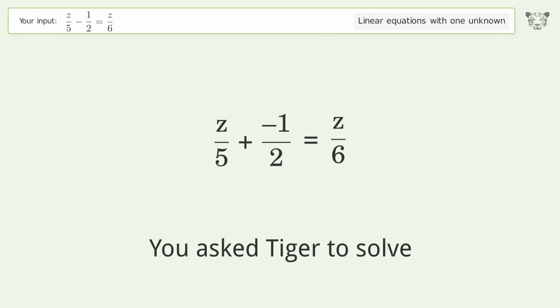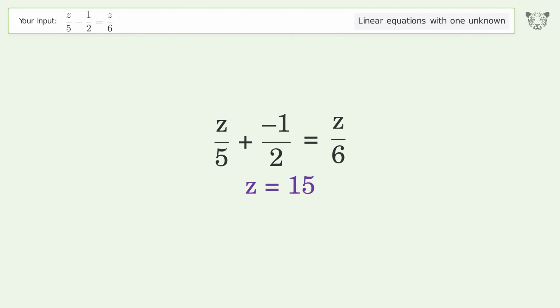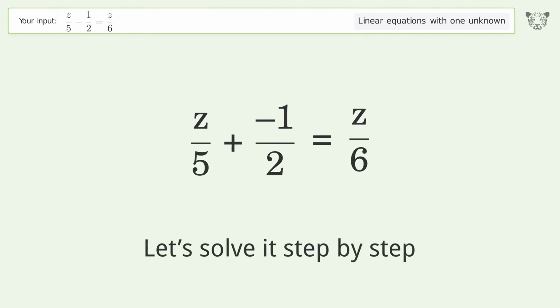You ask Tiger to solve. This deals with linear equations with one unknown. The final result is z equals 15. Let's solve it step by step.